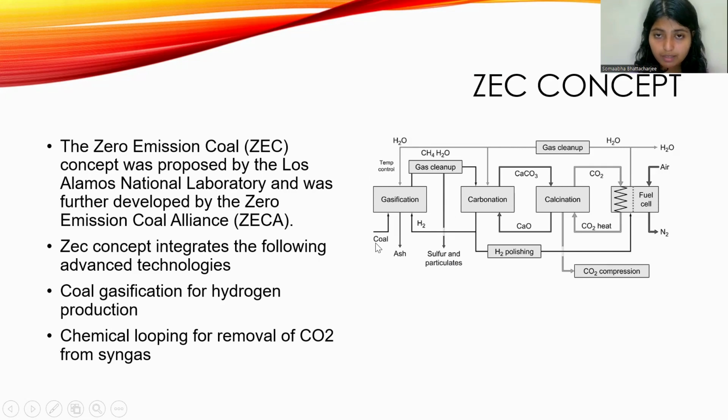So first we can see that coal undergoes gasification, and then other processes such as gas cleanup, carbonation, hydrogen polishing, calcination. Again, we have gas cleanup over here. Then we have a fuel cell, and finally at the end we achieve carbon dioxide compression, and then we get carbon dioxide as a pure stream. So these were basically the two net zero emission concepts. First one was AZEP, and this is the ZEC.